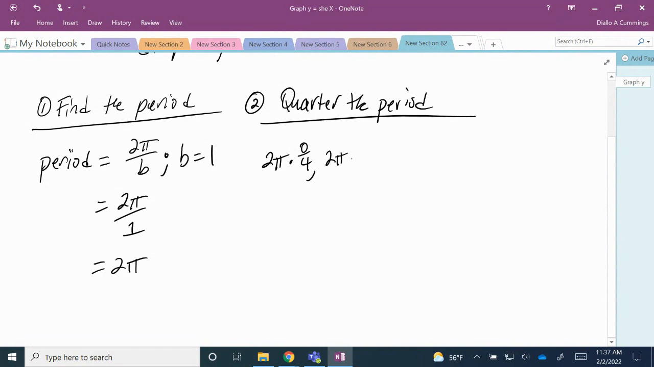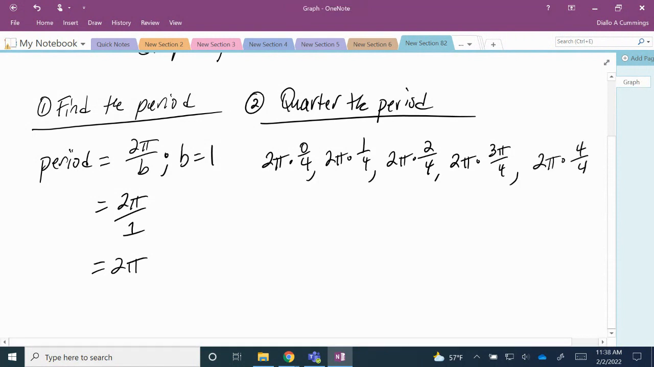We're going to multiply 2 pi times 1/4. We're going to multiply 2 pi times 2/4, and technically 2/4 is 1/2, but this is just to show how we are quartering the period. We're going to multiply 2 pi times 3/4. And then lastly, we're going to multiply 2 pi times 4/4, which is technically 1.